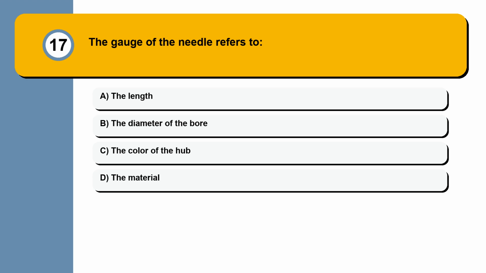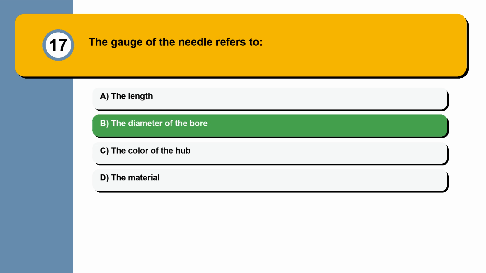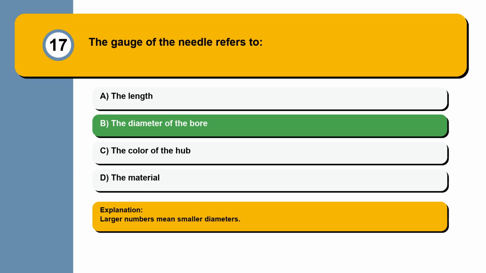Question 17. The gauge of the needle refers to the length, the diameter of the bore, the color of the hub, the material. Larger numbers mean smaller diameters.